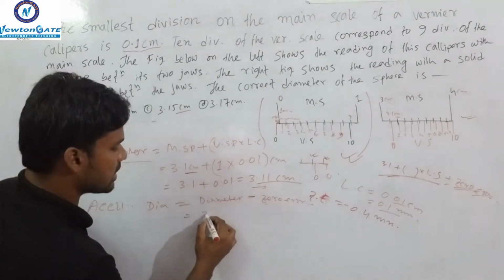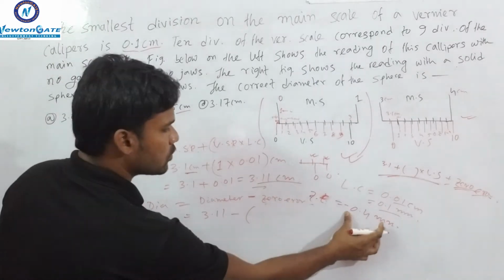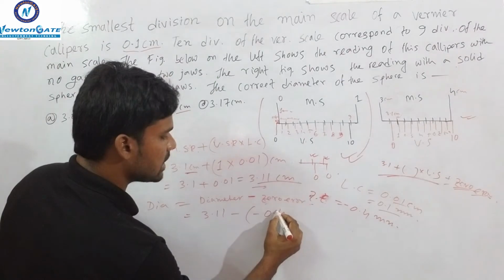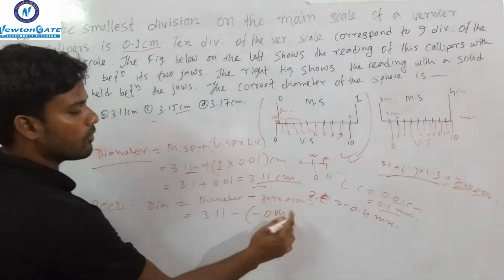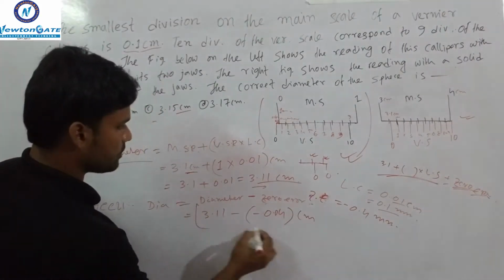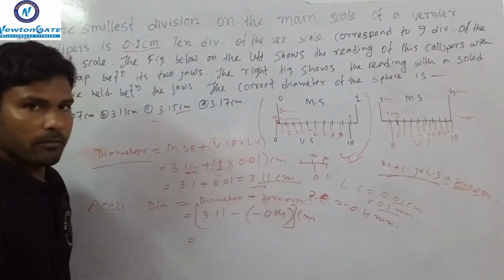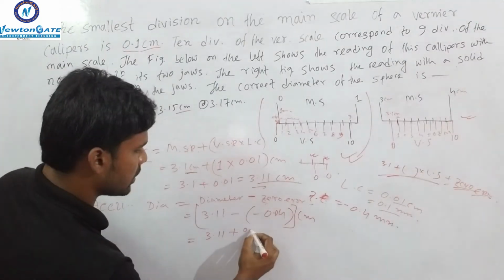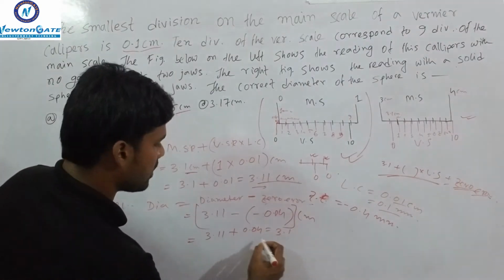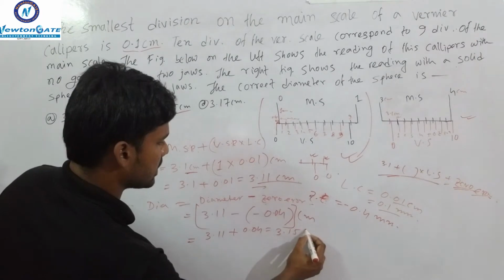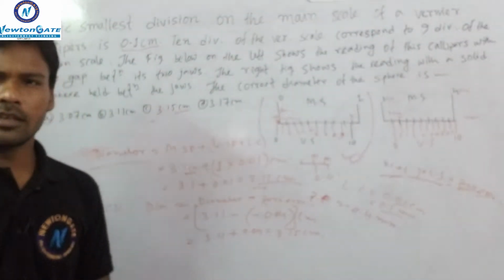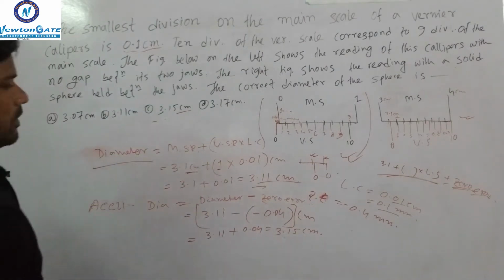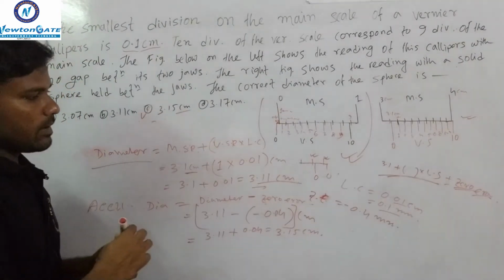So the diameter is given here, that is 3.11 minus, just put it with sign, minus 0.04. This is in millimeter, so for centimeter this is 0.04 centimeter. That means we get our actual answer, that is 3.11 plus 0.04, that is 3.15 centimeter, right? So this is our actual data of the diameter. Just remember this part.